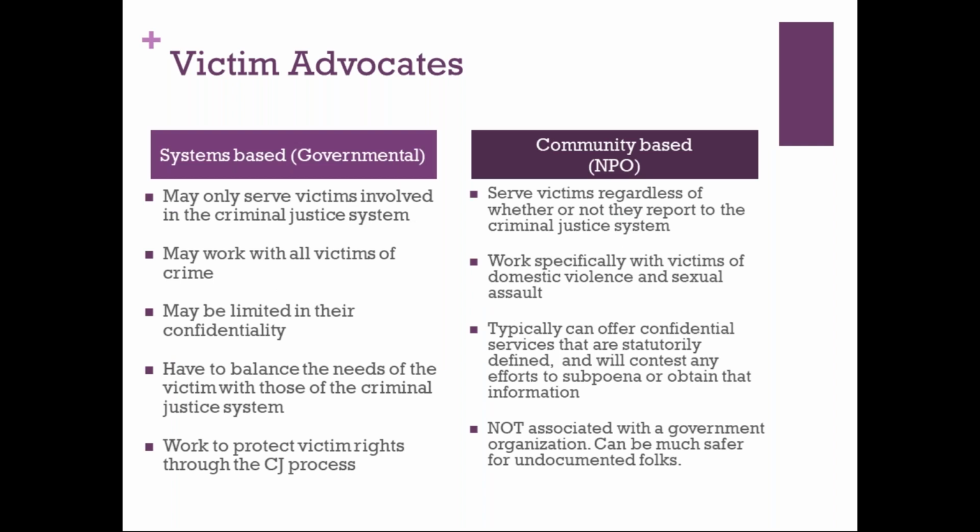So there's a couple differences between the types of advocates that we have. So we have systems-based advocates, so like government advocates, police station, county, stuff like that. So they generally work with all victims of crime. Confidentiality is going to be a bit limited. It's going to be very different than VAWA confidentiality. So Violence Against Women Act confidentiality is very strict. And that's generally what domestic violence services providers fall under.